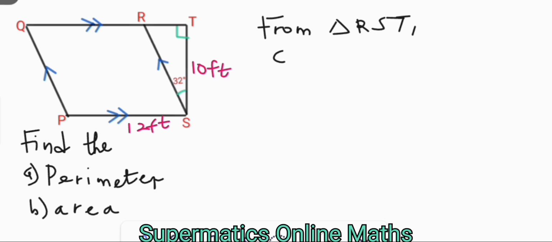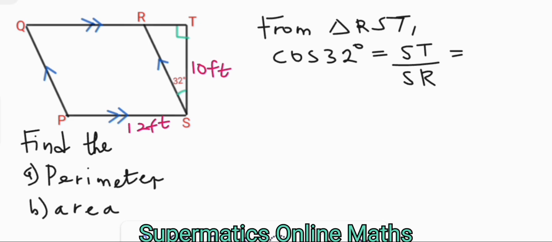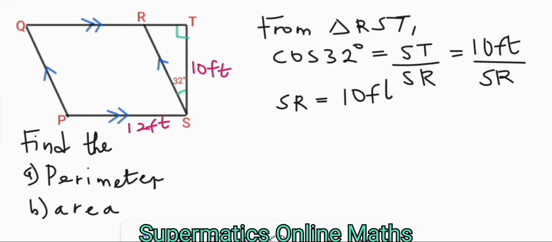So we have that the cosine of the angle 32 degrees is a ratio ST to SR, and that is 10 feet over SR. And this means that SR is going to be 10 feet divided by the cosine of the angle 32 degrees.